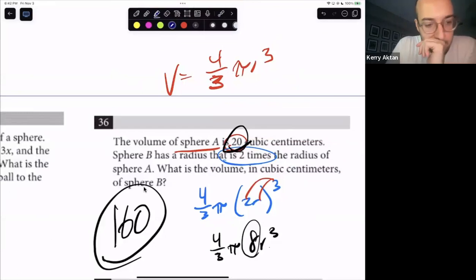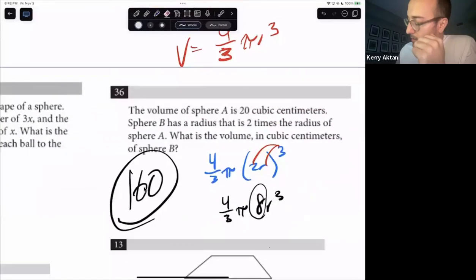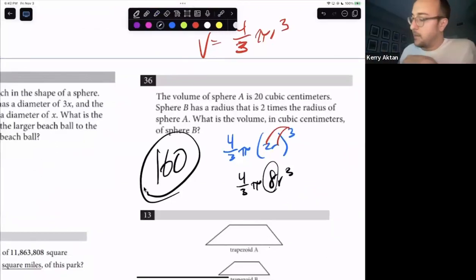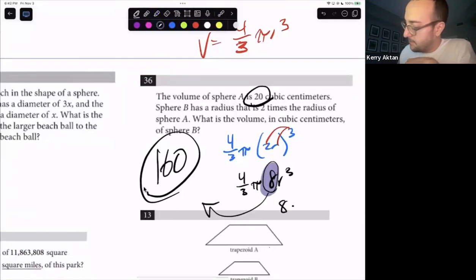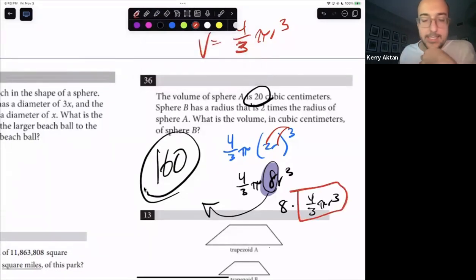I'm sorry. Why is it 8 times 20 and not like 8 times 4/3 pi times 20? Oh, okay. Hold on. Because I set it equal to 20 because of sphere A. The original volume was 20. My point by circling it, I probably could have done a better job there, is to pull that 8 to the front. Really, it's 8 times 4/3 pi r cubed. You kind of said it. If 20 was your original, what's 8 times bigger than 20? What's 8 times 20?